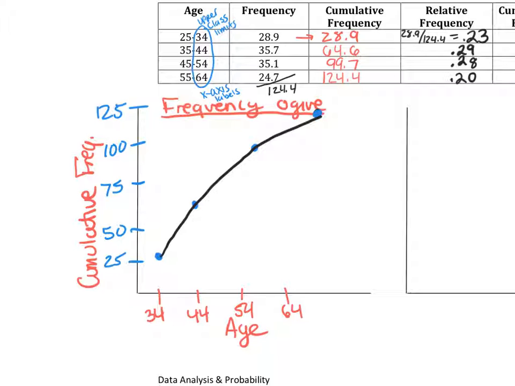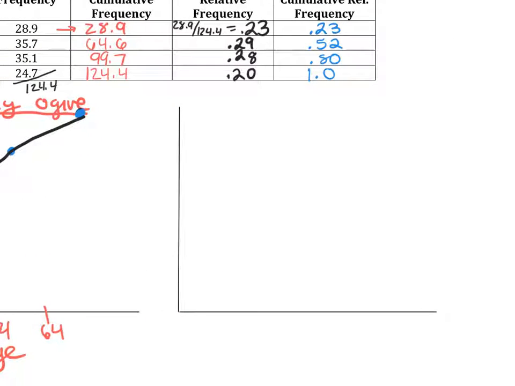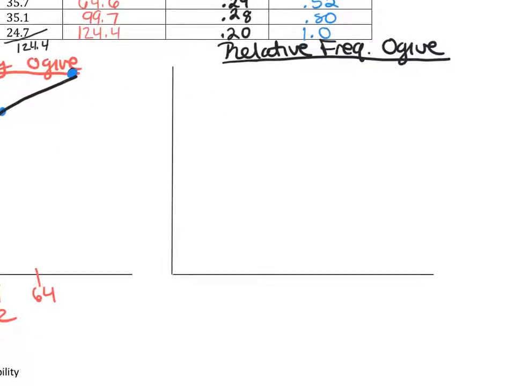Okay, so then for the relative frequency ogive, it'll be very similar, but our y-axis labels will just be the cumulative relative frequency. So relative frequency ogive. So our x-axis labels will still be those upper class limits. This will represent the age.